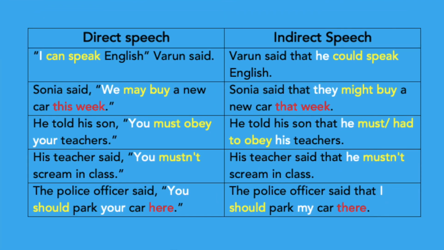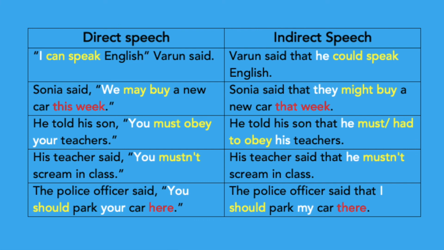I can speak English, Varun said. The indirect sentence, Varun said that he could speak English. The can becomes could. See the next one. Sonia said, we may buy a new car this week. The answer, Sonia said that they might buy a new car that week. May becomes might. We become they. And finally, this week has become that week. So the answer is, Sonia said that they might buy a new car that week.